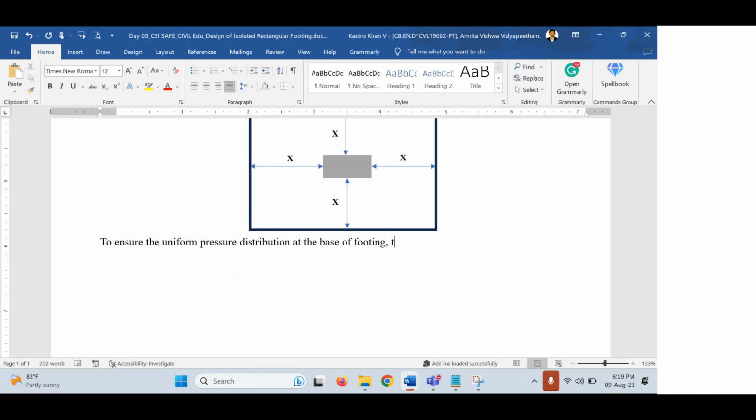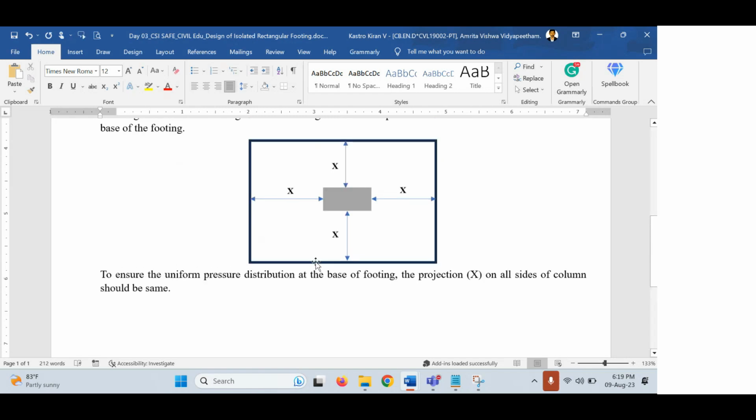The projection, basically it is the x value. In this case, I'm just considering it as x. So the projection on all sides of the column should be the same. This is what we are going to use to decide the dimensions of the footing in this scenario.